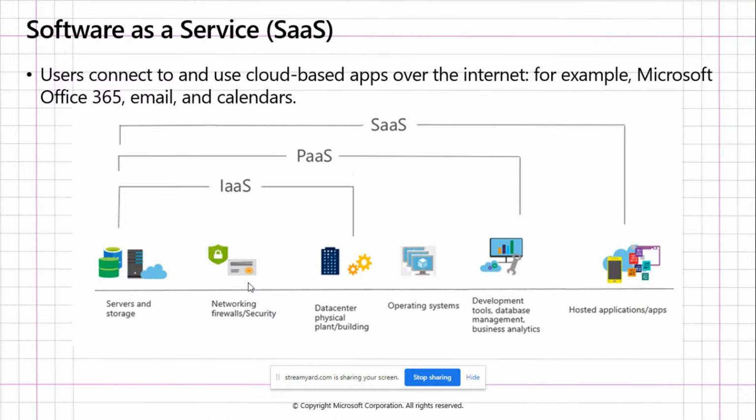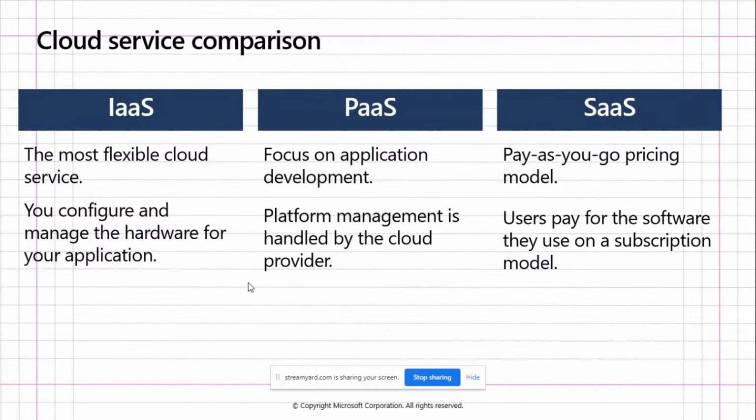We would be getting a software itself as a service, that is called software as a service. The comparison of these three goes like this. We have a pay as you go model for software as a service alone, and we have application development which is focused on platform as a service, and we will have the most flexible cloud service in infrastructure as a service.